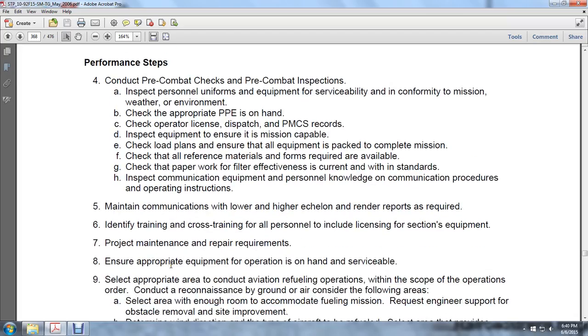5. Maintain communications lower and higher, and render reports as required, identifying training and cross-training of all personnel, to include licensing for selection, equipment, protection, maintenance, and repair requirements. Ensure appropriate equipment for the operation is on hand and serviceable. Select an appropriate area to conduct the aviation refueling operation within the scope of the operations. Order and conduct the reconnaissance by ground or air, considering the following areas.